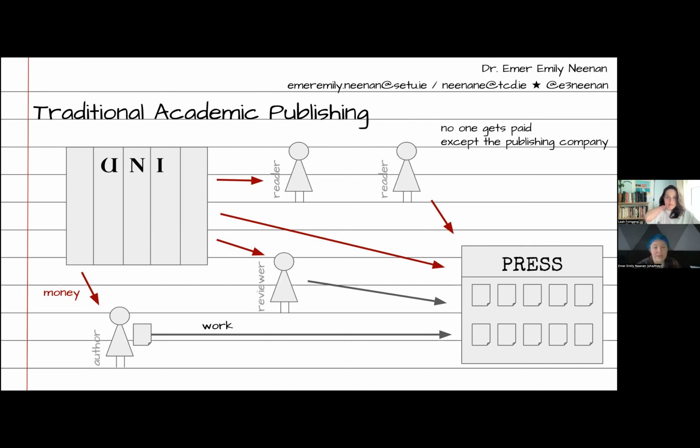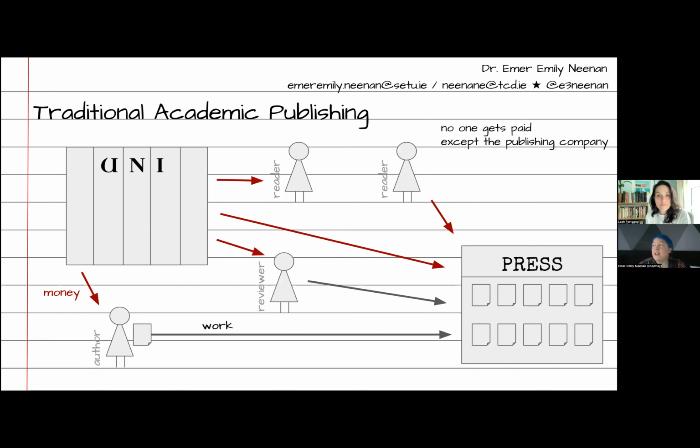And that means that if you're not part of a university that's able to pay the press, or you're not part of a university at all, you don't get access to recent work in your field, and then you can't establish yourself in your field, because you need to be able to see what else is going on in your field in order to operate within it successfully.